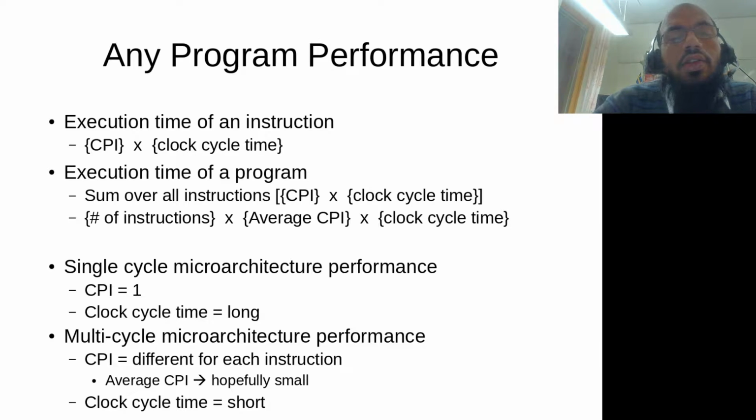and then, as I said, for a single cycle processor microarchitecture, the CPI is 1, and for multi-cycle microarchitectures, the CPI will be different for each instruction, but the average CPI should hopefully be small, so you should be working at 2-3 cycles per instruction, hopefully.